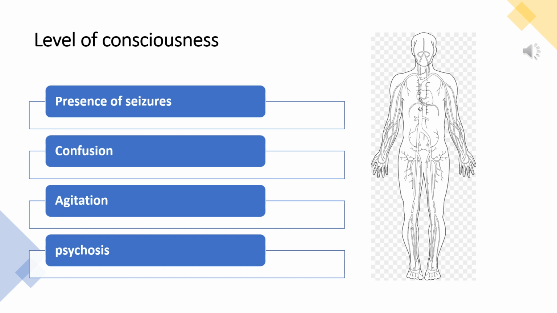Second point is the level of consciousness. And in this, we will check if there is any presence of seizures, confusion, agitation, and psychosis.